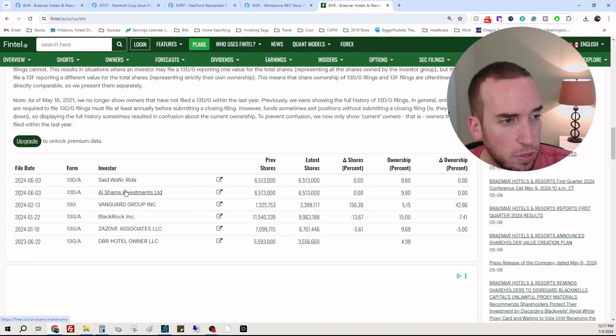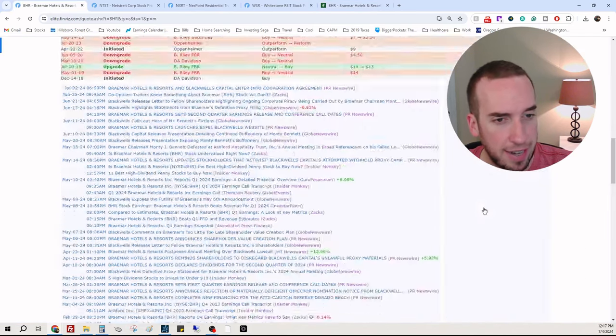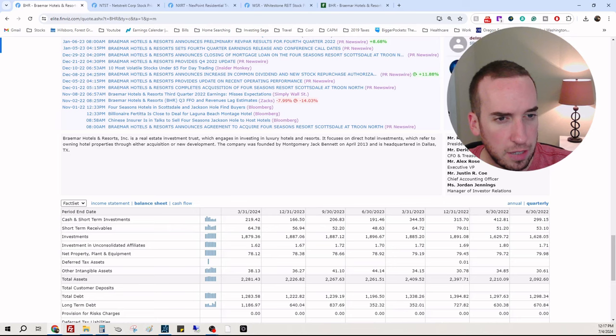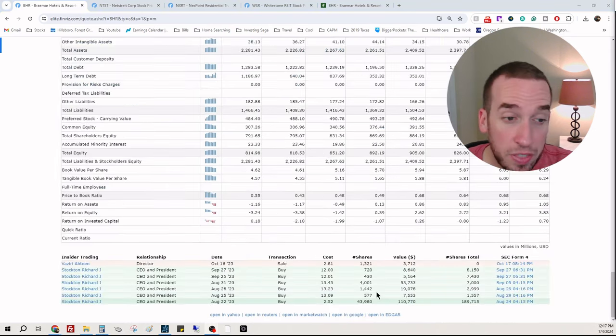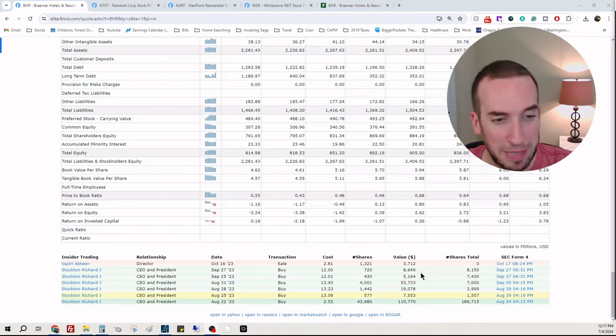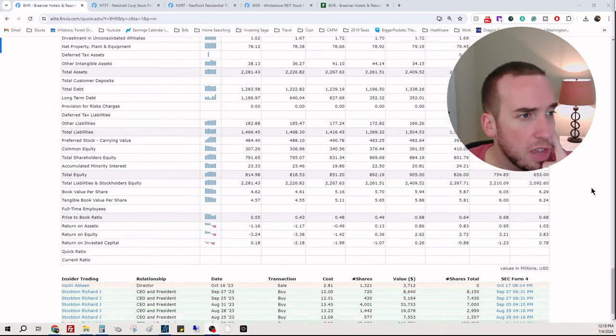Okay, and then we have these two. Remember these two names, Saeed and Al Shams. Okay, I was thinking they were executives or something. Well, the CEO is buying. I love when the CEO buys, but these are very trivial, small amounts. Wow, and he's very underwater on those purchases.